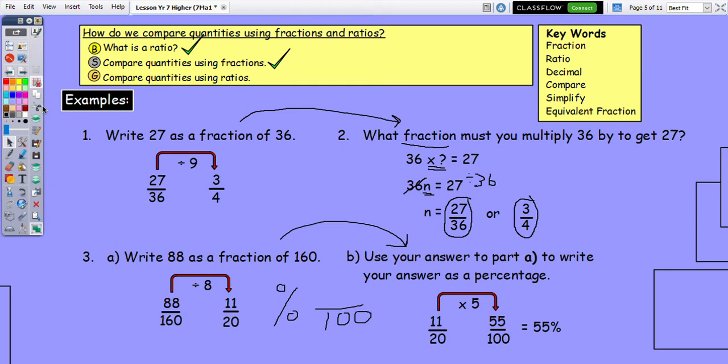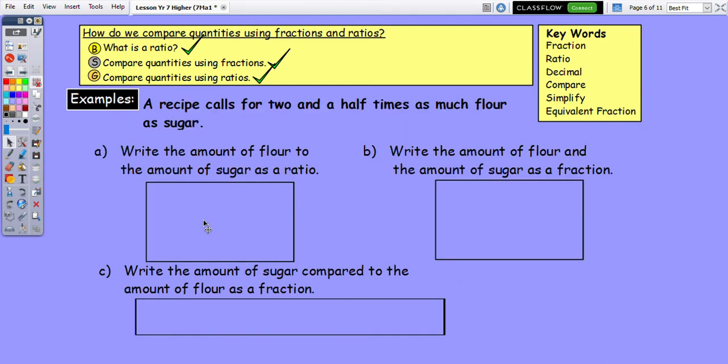Okay, so those are the questions you're going to get on comparing quantities using fractions. The questions will be on worksheet 1. When we're coming to worksheet 2, we're going to be looking at ratios, doing the same thing but with ratios. And remember that a ratio is just another way of writing a fraction. So again, pause the video, write the examples down, and we'll go through the answers.